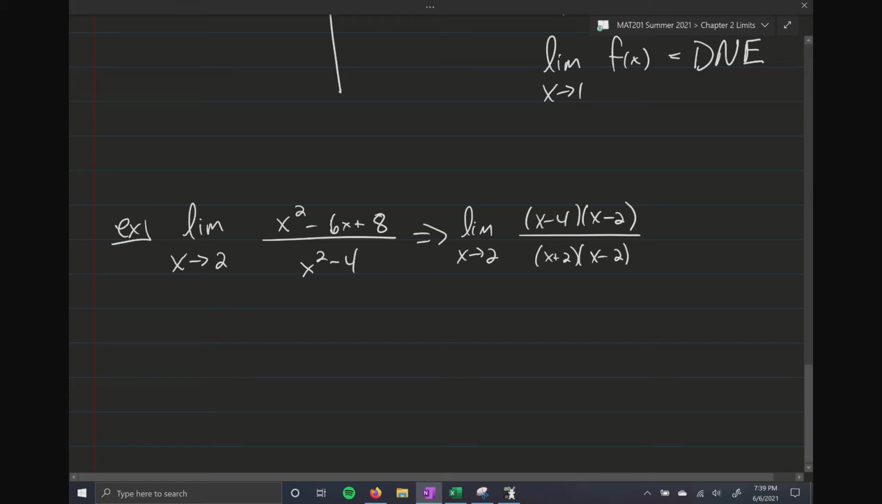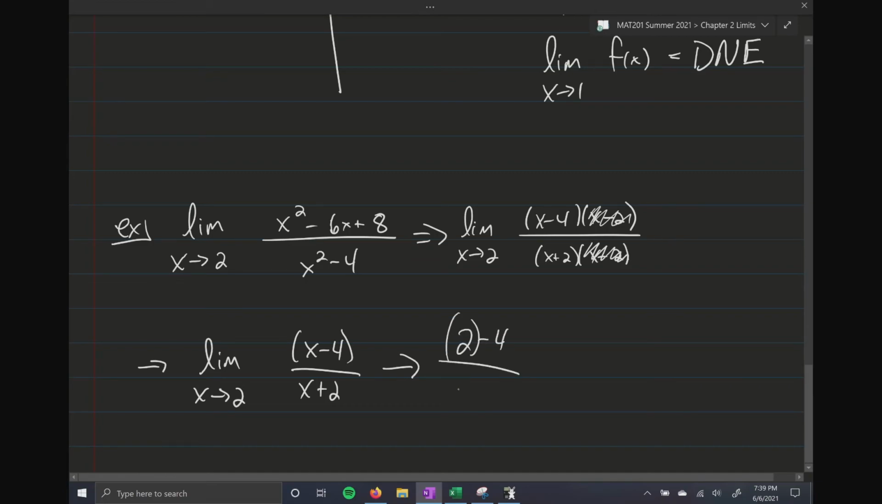Now note that I can reduce the x minus 2's. That's going to give me the limit as x approaches 2 of x minus 4 over x plus 2. Now I'm going to go ahead and try it again. I'm going to make my substitution. I get 2 minus 4 over 2 plus 2. In the numerator, I get negative 2. In the denominator, I get 4. That reduces down into negative 1/2.